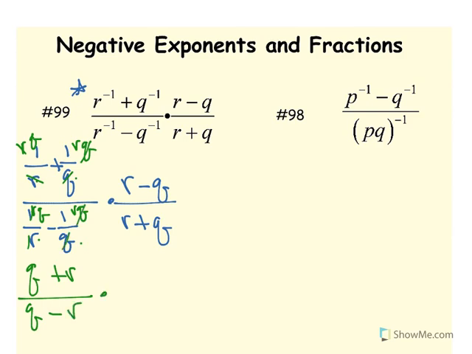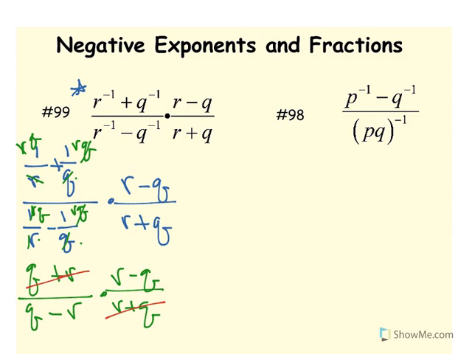Now I'm going to multiply that by the second fraction, r minus q over r plus q. Now if we take a moment and look, are there any common binomials that we can cross cancel? Do we have something in the numerator and the denominator? We sure do. Q plus r is the same as r plus q. That is by the commutative property saying that order does not matter.